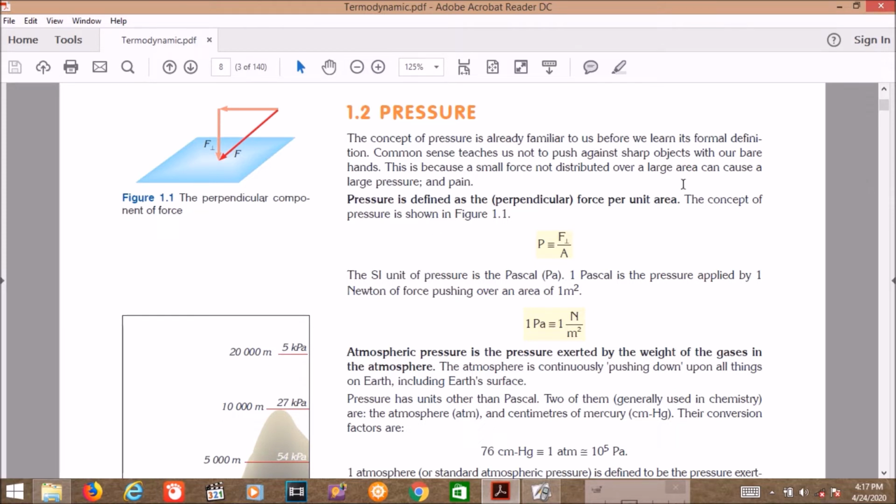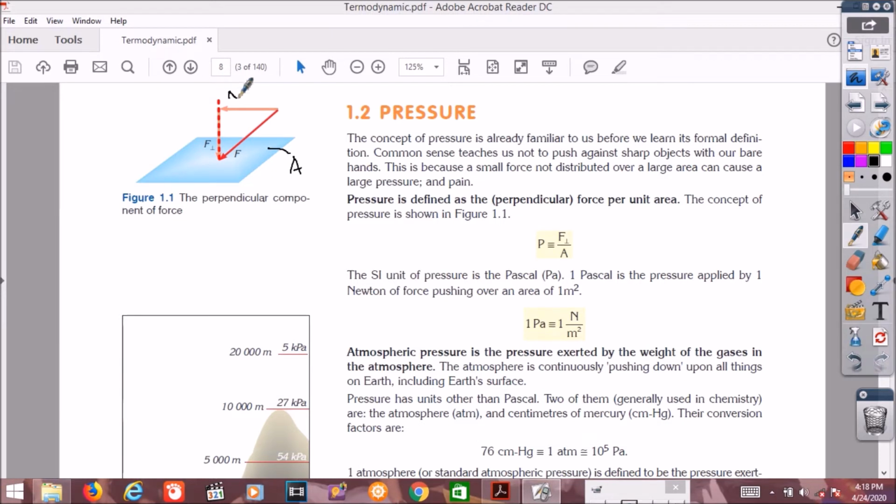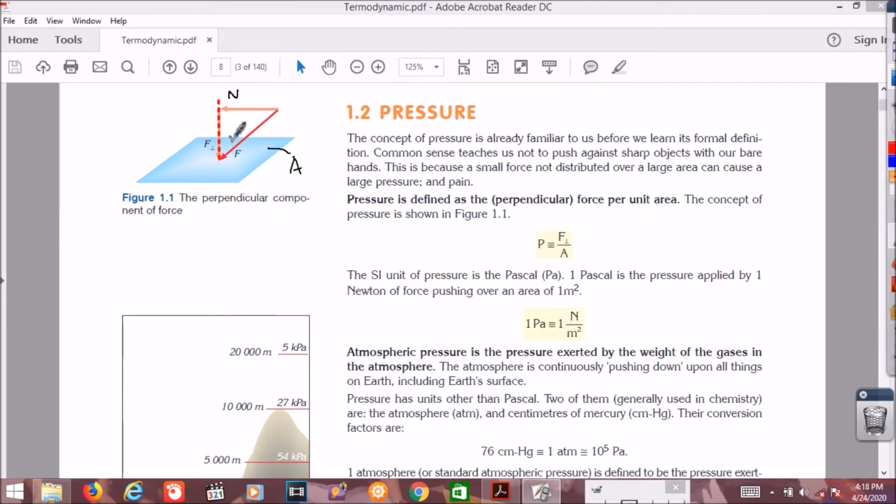If we have an area, I will use the blue color for a certain area, and there is a force acting on it, but the force is not perpendicular. So we have to find the force that is perpendicular to the area. Let's say this line is the normal, and the force acts on the area at a certain angle theta. It is not perpendicular, so we have to find the perpendicular component. You can use vector decomposition to find it.